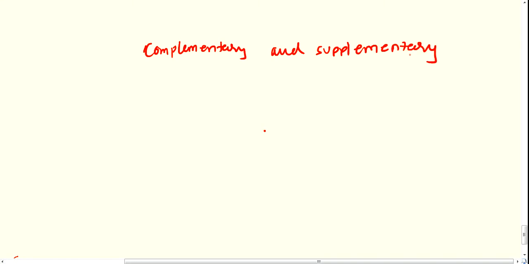After 24a, our next topic is complementary angles and supplementary angles. Simply just remember two things, two topics only, easy. Complementary means what? 90 degree, and supplementary means what? 180 degree. Don't get any confusion between complementary and supplementary.